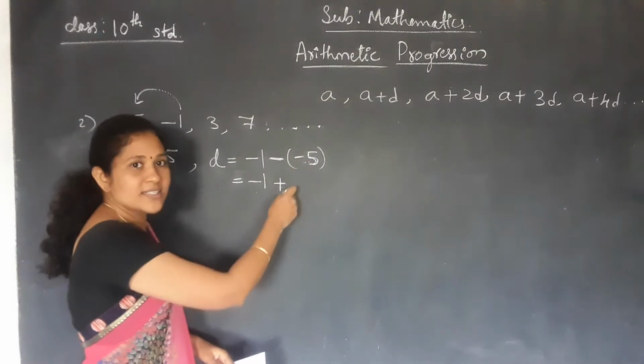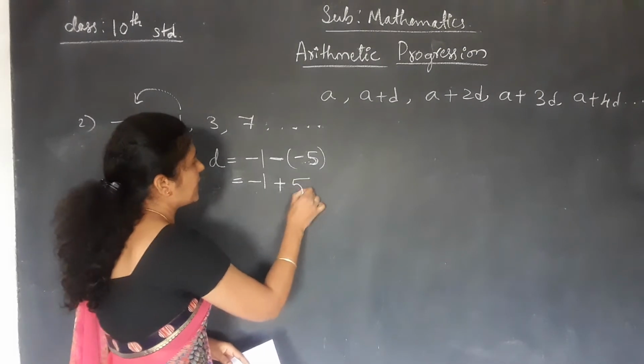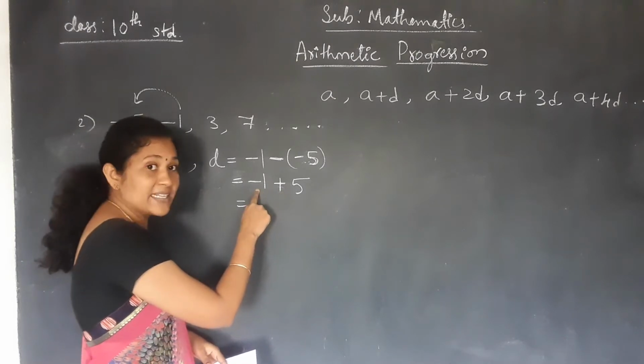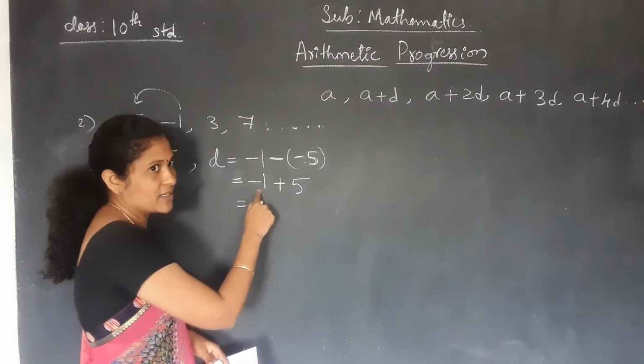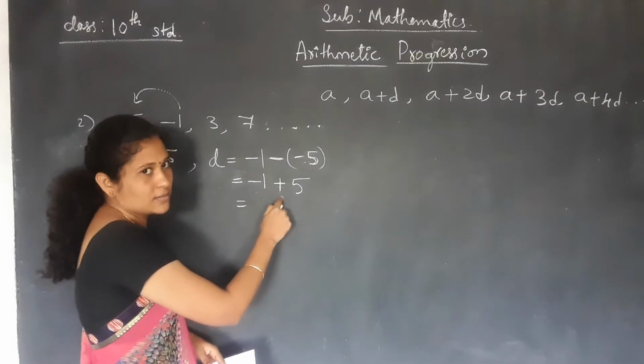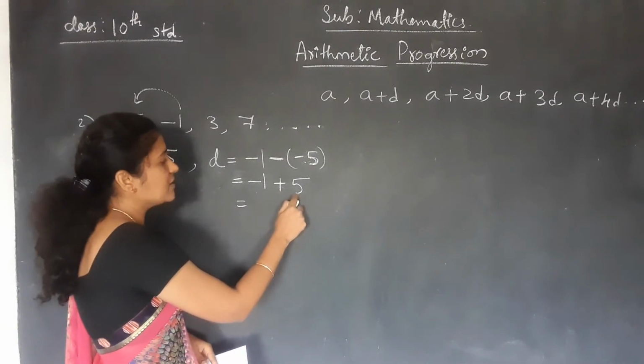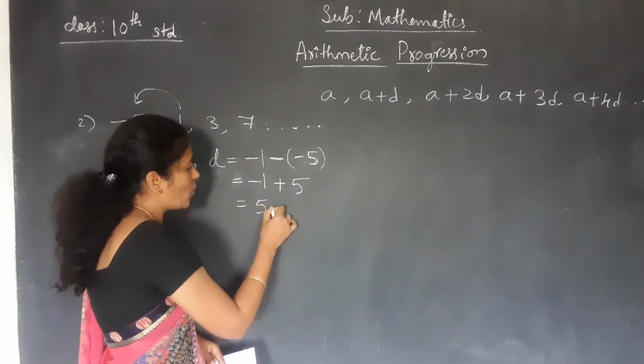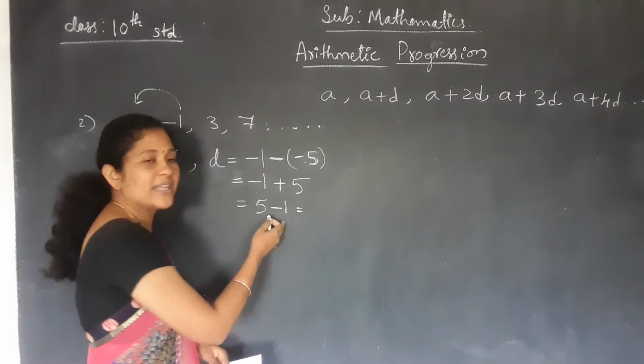So minus into minus plus. So you write plus 5. Next, minus 3 plus 5. You are doing addition here. So in this, minus 3 plus 5, you can also write like 5 minus 3. This will be easy to understand.